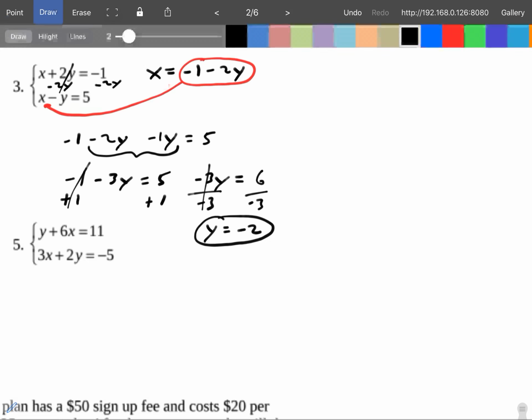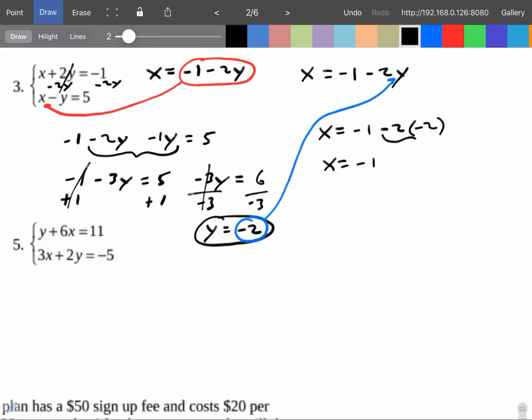So let me do that. I have the equation x equals -1 minus 2 times y. And I'm going to take this y right here, and I'm going to plug that in right there for that y. So if I do that, this equation will become x equals -1 minus 2 times -2. And then if I multiply these together, -2 times -2, that's a +4. And then I get x equals -1 plus 4, that's 3. So there's my solution for x.